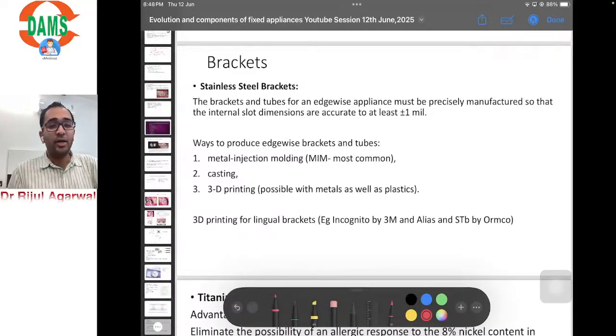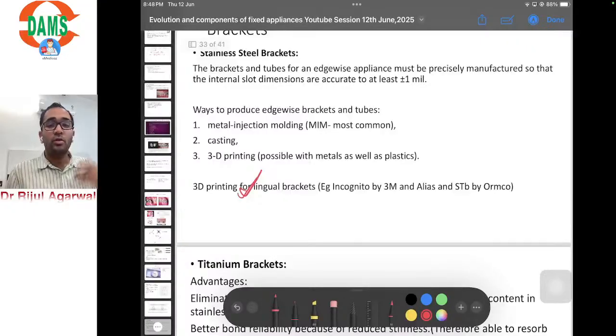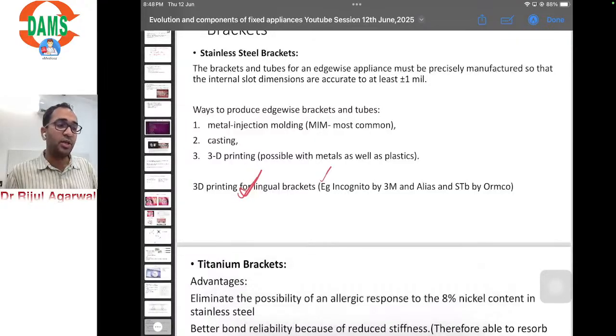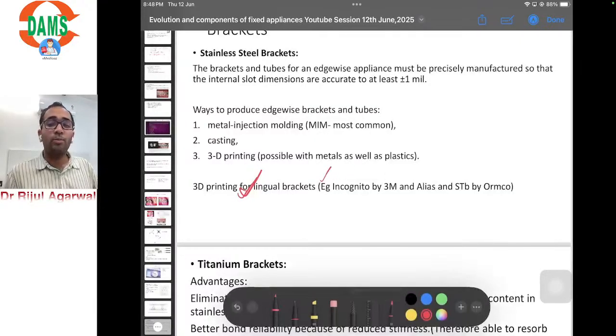So 3D printing is most commonly used for making lingual brackets. And what are the names? These are very important because they came in your exam. The Incognito system of lingual brackets by 3M company, and Omco company have manufactured them and sell them by the name of Alias or STP.